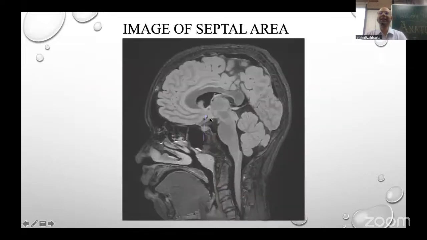So this is a sagittal FLAIR image of the brain, and the area we have arrowed is the septal area. This is where the cingulate gyrus will come. You can see out here the cingulate gyrus coming and it ends up here in the septal region.